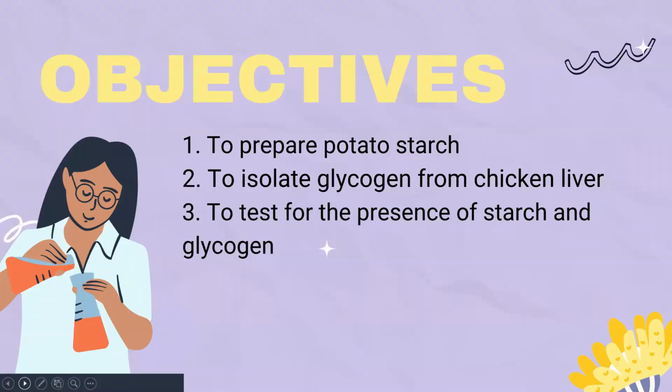So for this laboratory activity, we have 3 objectives that we should accomplish by the end of the laboratory, which we will conduct next week. So first, we have to prepare the potato starch. Second, we have to isolate the glycogen from the chicken liver. And last, we have to test the presence of starch and glycogen.